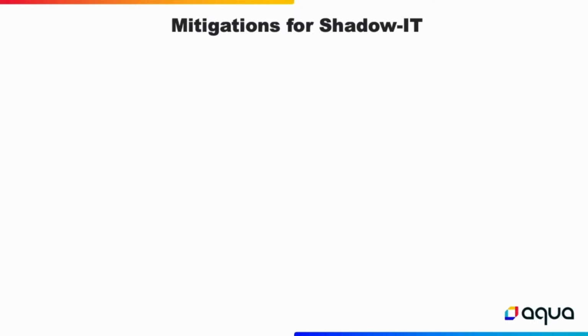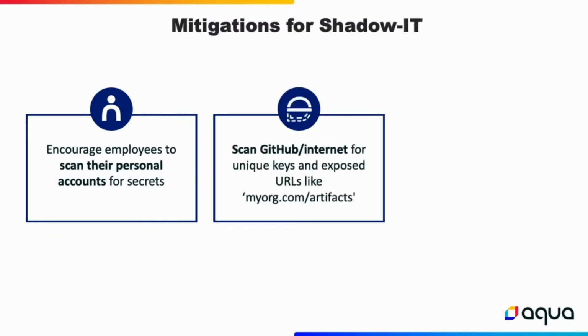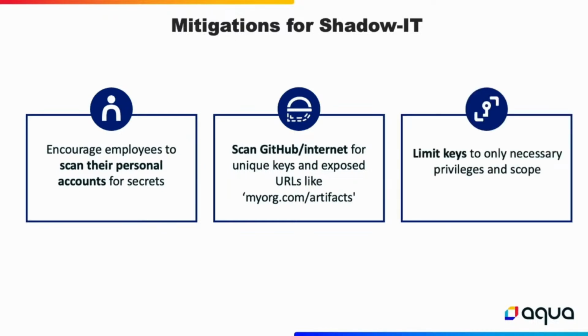Now, let's discuss how we can deal with shadow IT risks. First of all, teach your employees to scan their personal GitHub accounts for secrets and avoid using company secrets in their personal repositories. Secondly, actively scan GitHub and internal repositories for identifiers of your company, such as specific domain names and other related keywords, to find possible leaks. Last, always give specific scopes to tokens when generating them and ensure they have a short lifespan.